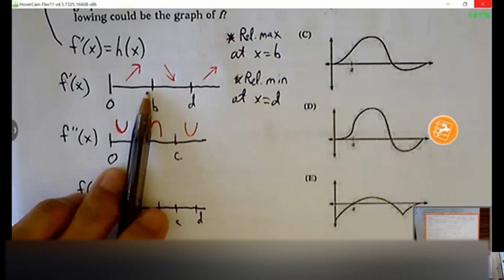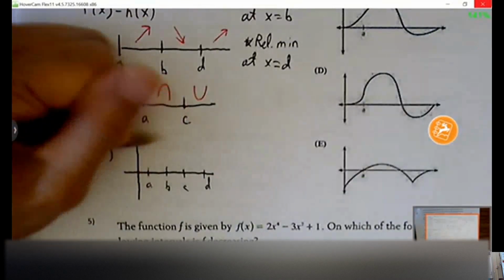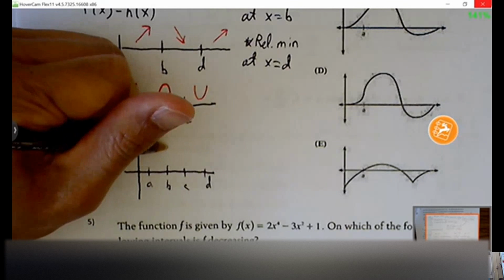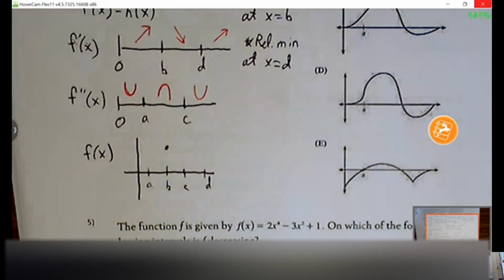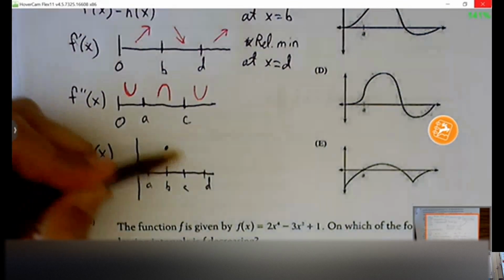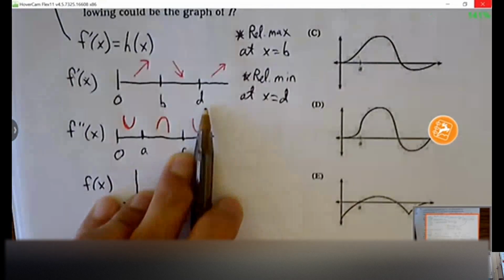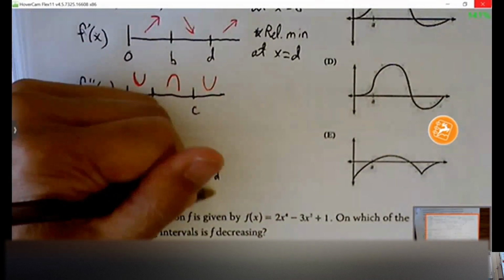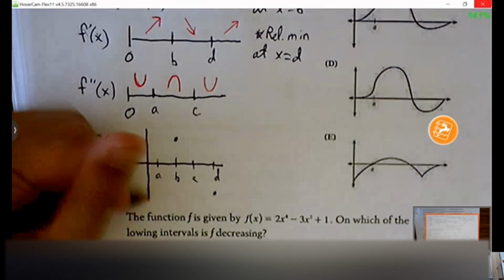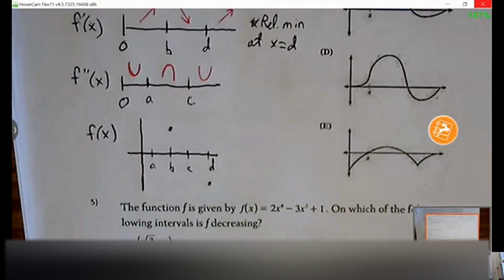I know that at B, I want a relative max, so I'm just going to target a point that is relatively high on my coordinate plane, so I can just have that target. I know I'm going to be doing a relative max. I know that at D, I want a relative minimum, so I'm just going to pick a point that is relatively low, just to make it obvious.